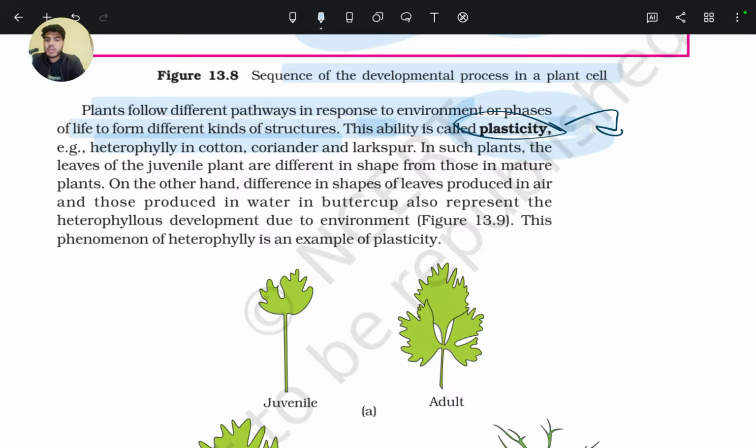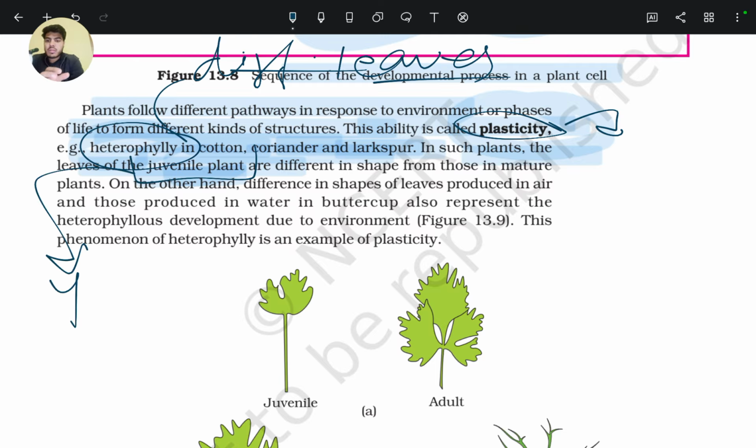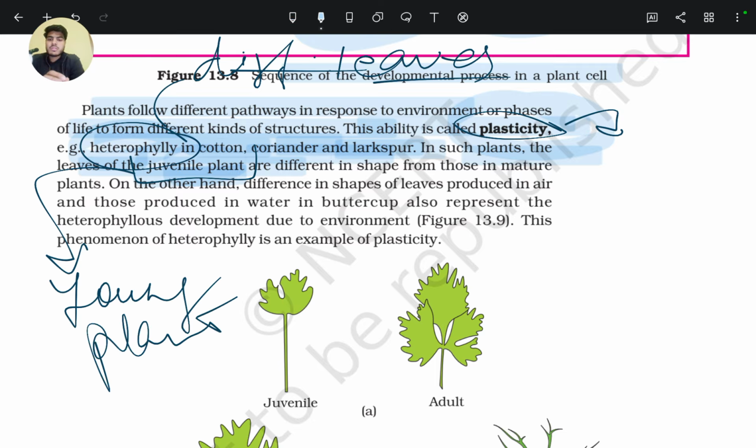Heterophyly in cotton, coriander, and larkspur. Heterophyly is the different types of phylli, that is leaves, different leaves. It is seen in cotton, coriander, and larkspur. In such plants, the leaves of the juvenile plant, juvenile is the young plant, are different in shape from those in the mature plant.